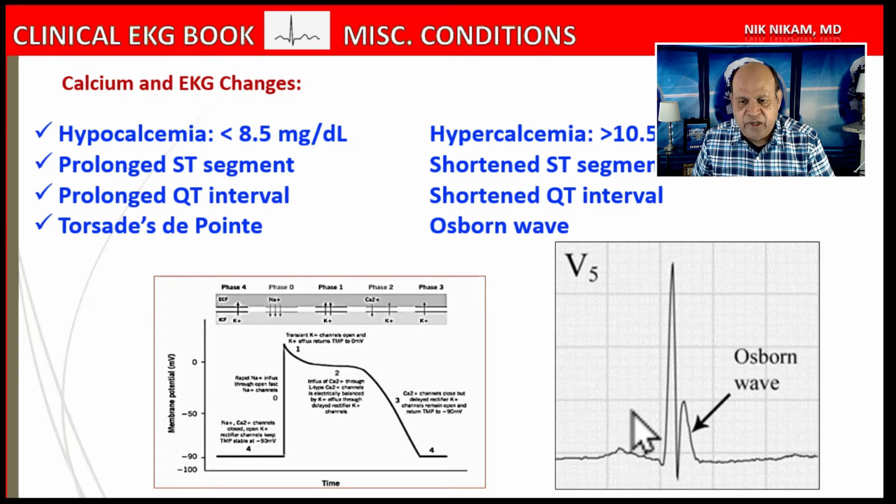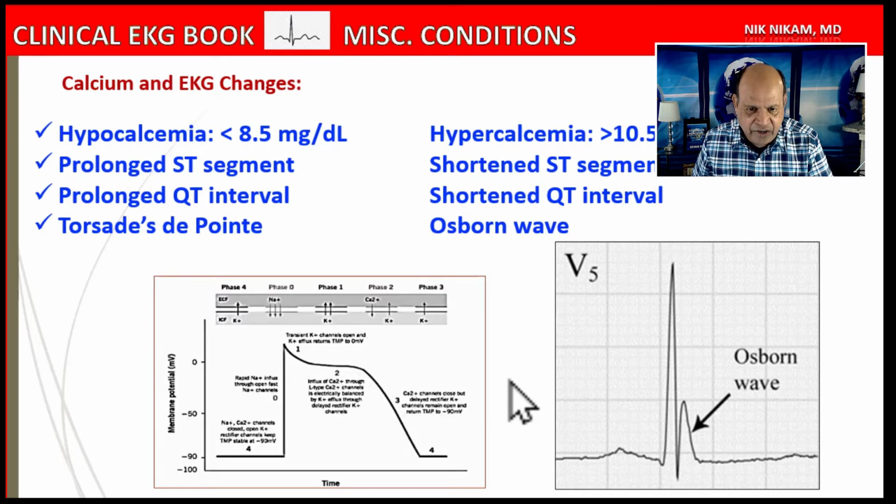Osborn sign is not only seen in patients with hypercalcemia, it can also be seen in patients with hypothermia. Let's look at it from an action potential point of view. When there is excess amount of calcium in the extracellular space, there is more influx of calcium, resulting in rapid repolarization, leading to shortening of the ST segment. So much for the chemical analysis of EKG changes noted in patients with hypercalcemia and hypocalcemia.